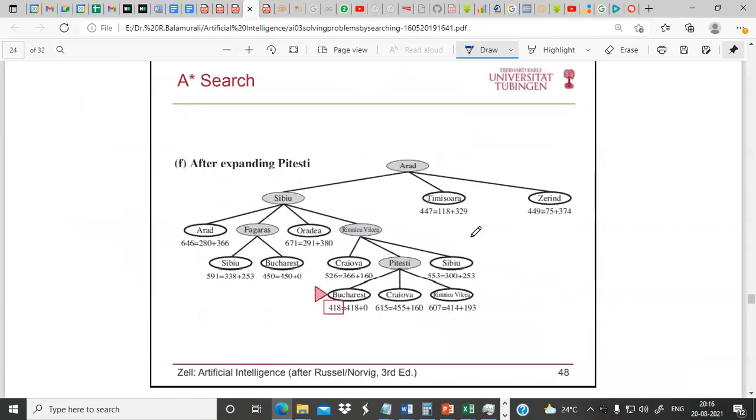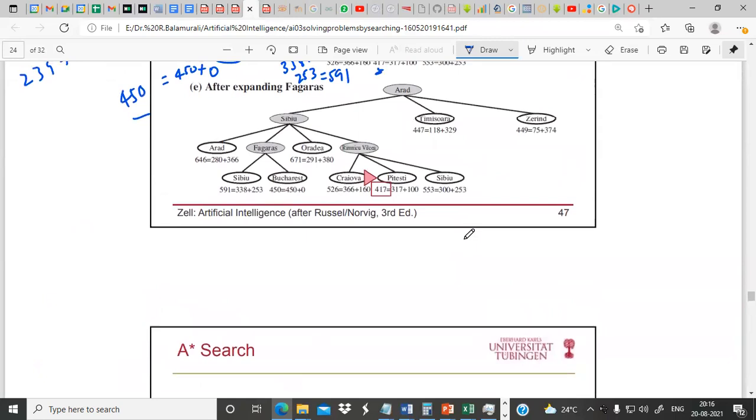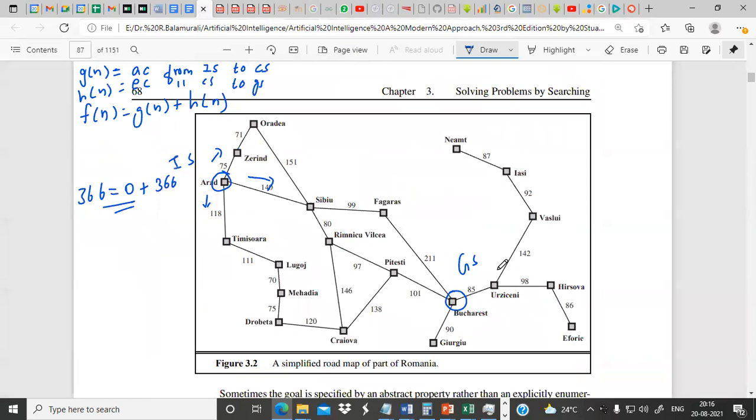From Pitesti, what are the destinations we can reach? Let us see the graph. From Pitesti, you can reach Bucharest, you can reach Craiova, and you can reach Rimnicu Vilcea. So what is the cost? From Pitesti, we can reach Bucharest at the cost of 101, and we can reach Craiova at the cost of 138, and we can reach Rimnicu Vilcea at the cost of 97. Okay, so that will add to the graph.